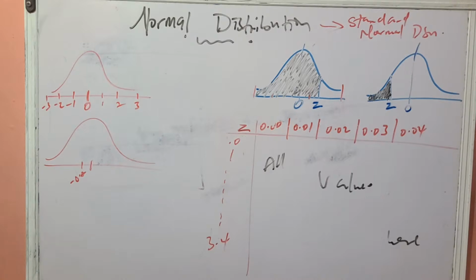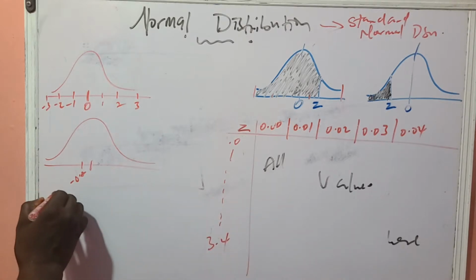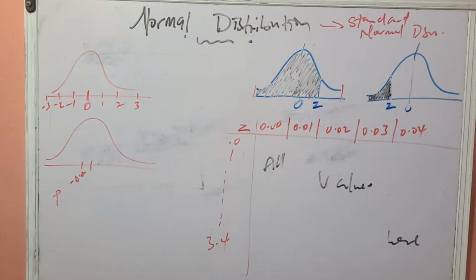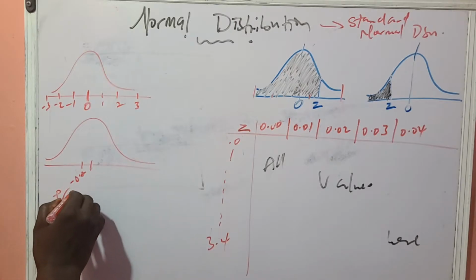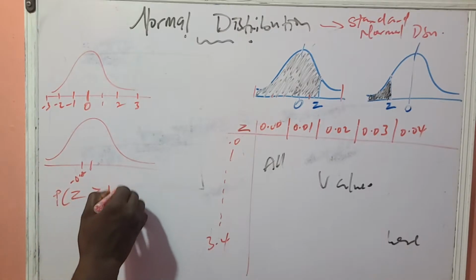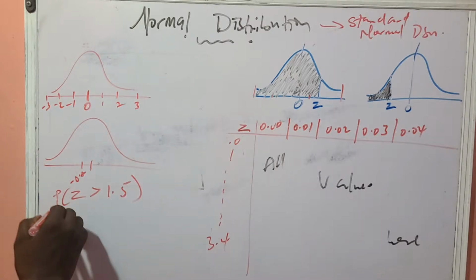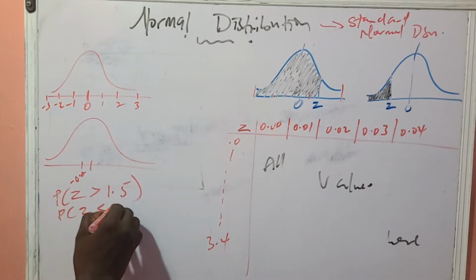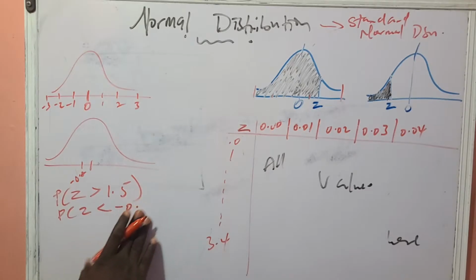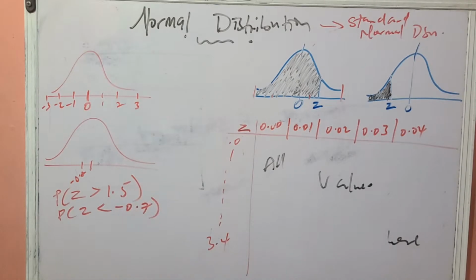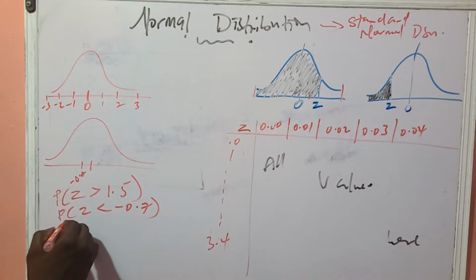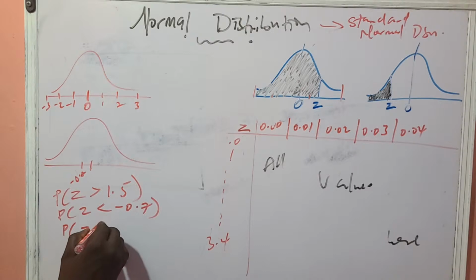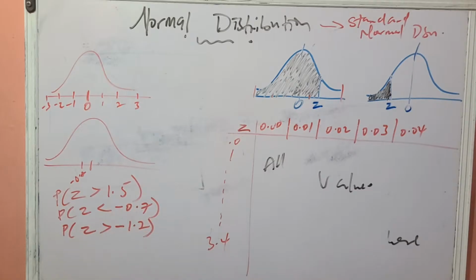You recollect that when you were trying to solve your standardization, you had different sets of questions. I'm assuming you are done standardizing at this point. You had examples like probability of Z greater than maybe 1.5, possibly probability of Z less than minus 0.7. Let me just put some random values. It's possible you got probability of Z greater than minus 1.2. This is another good example.